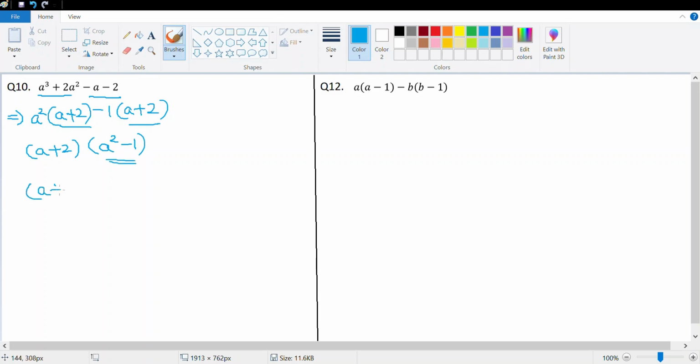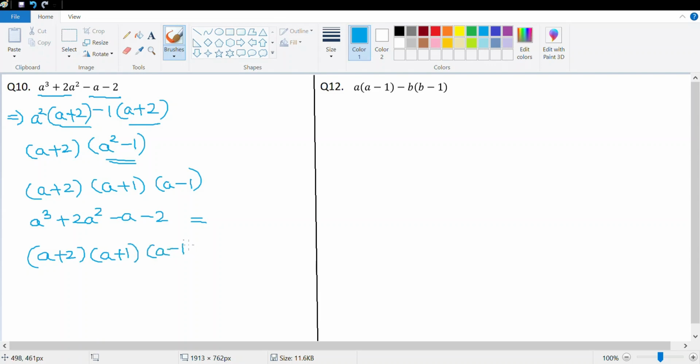A square minus 1 can be written as a plus 1 multiplied with a minus 1. So to represent our final answer, a cube plus 2a square minus a minus 2 would be equal to a plus 2 multiplied with a plus 1 multiplied with a minus 1, right? So yes, let's look at the next one.